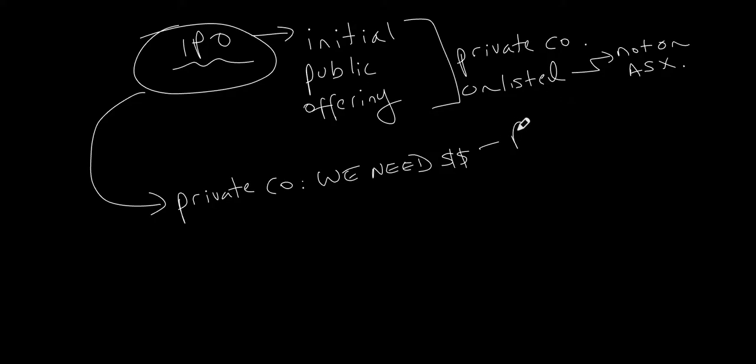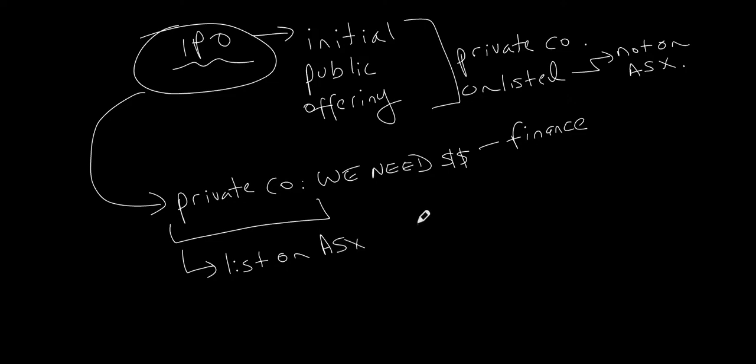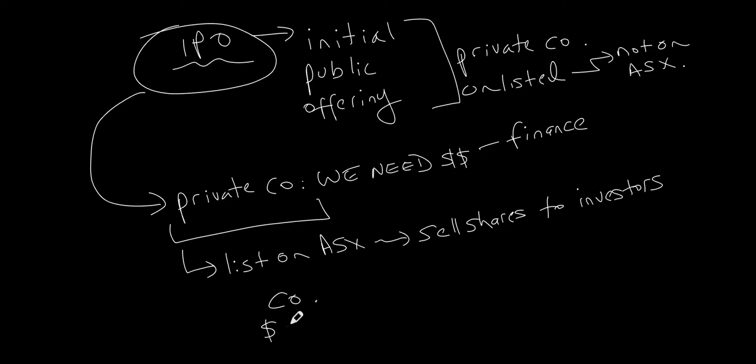says, we need money. We need finance for our operations. And so one way it can do this is that we could list on the Australian Securities Exchange, if we're talking about Australia. What it does is it then sells shares to investors. And what happens is that the company will receive the money from investors.